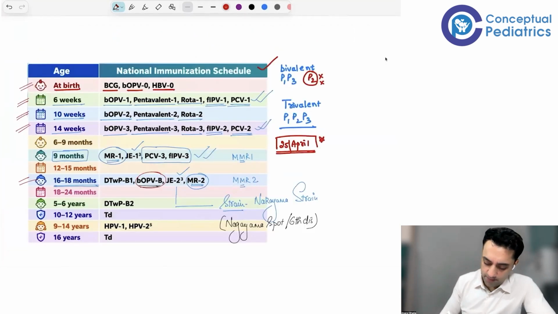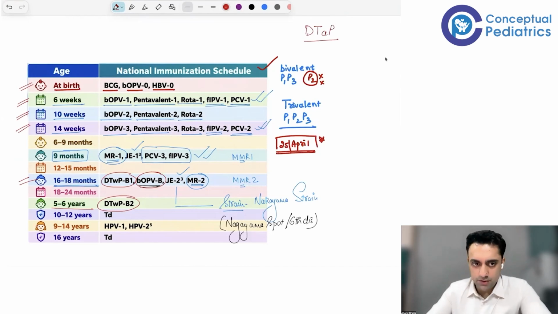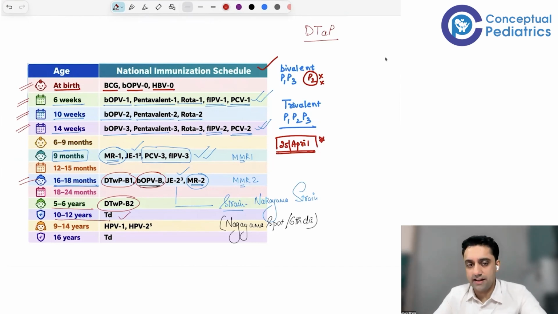And then we have DPT booster dose 1 at 1.5 years of life and DPT booster dose 2 at 5 years. DTwP is diphtheria, tetanus, whole cell pertussis, and DTaP is diphtheria, tetanus, acellular pertussis. That you should know. Then at 10 years of life, it is nothing but Td, that is T for tetanus and d for reduced dose of diphtheria. Small letter is there.